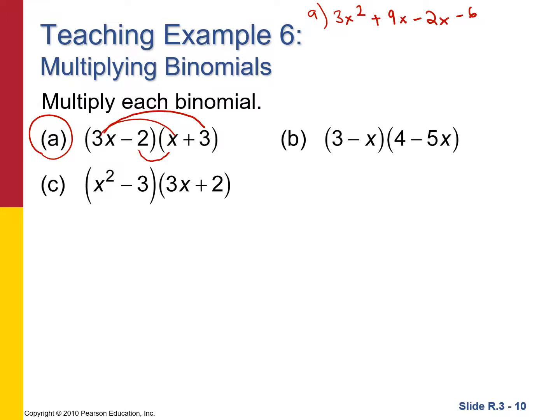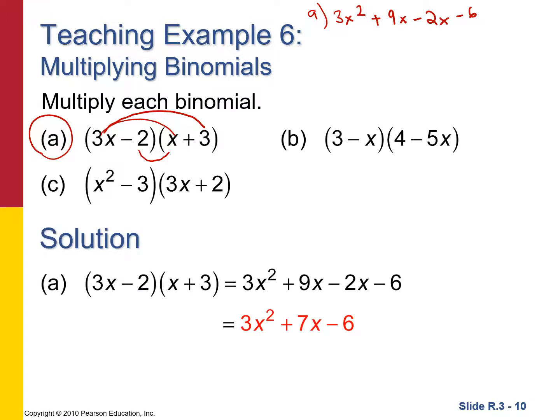Okay, I think it'll give us the, yeah. And so notice they combine, so this stays the same, but these are like terms. And so you can combine 9x minus 2x, and that gives us 7x minus 6. So let's take a look at B. So again, let's do first. Notice that the numbers are here and the variables are here. They switched it around, so it doesn't matter what order you're in.